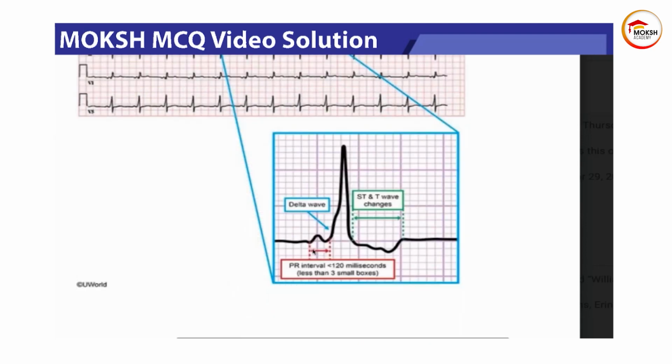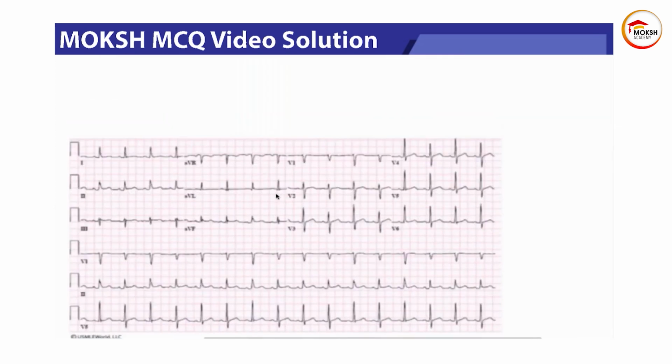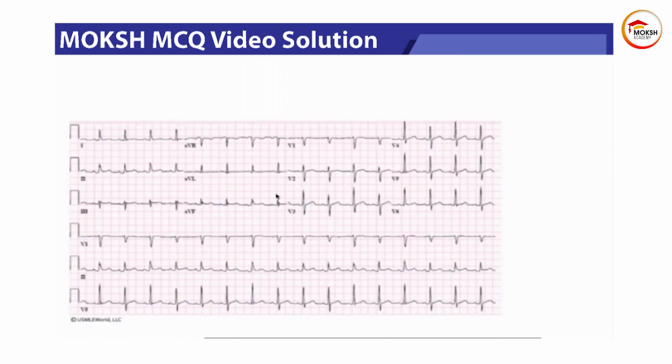Okay, now let's see Wolff-Parkinson-White, okay? This is a zoomed in image of the delta wave. Your PR interval is shortened, so it's less than 120 milliseconds, you can count. So it's going to be less than 3 small boxes. Okay, 1 small box is 40 milliseconds, right? PR interval is smaller, QRS is clearly widened, right? And the T wave inversion might be there, might not be there. It is very non-specific, you don't need to look for it, okay?